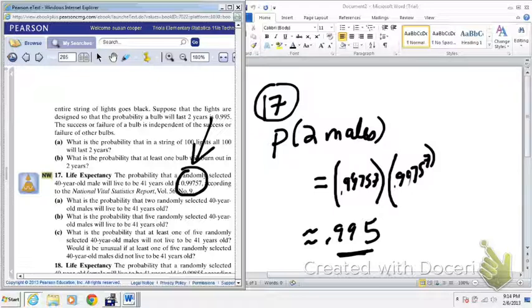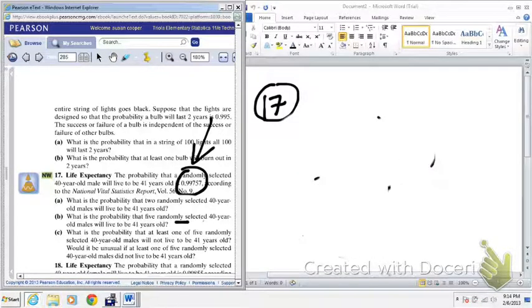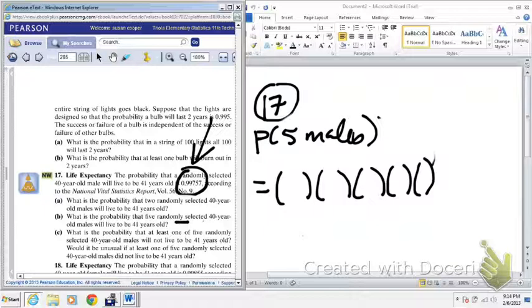Let's try the next one. In part B, it says, what's the probability that 5 randomly selected 40-year-old males live to be 41? I probably should have highlighted that instead. Okay, so now I'm going to erase this, and instead of looking at 2 males, now we're saying 5 males. So the probability that 5 males live to be 41. Well, you say, hey, aren't those independent events? Yeah, we're assuming that. So you would think, 0.99757 times itself, 5 times.